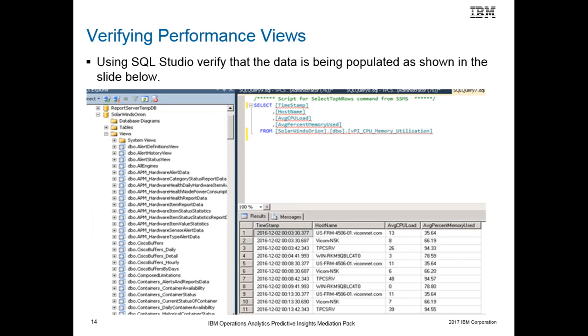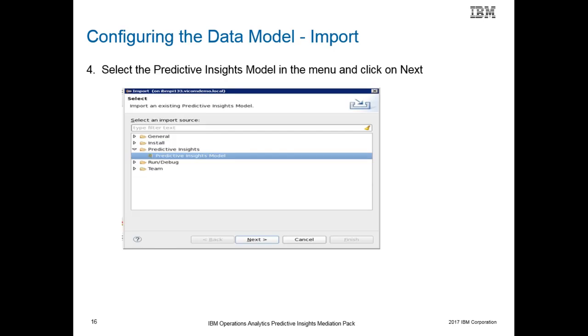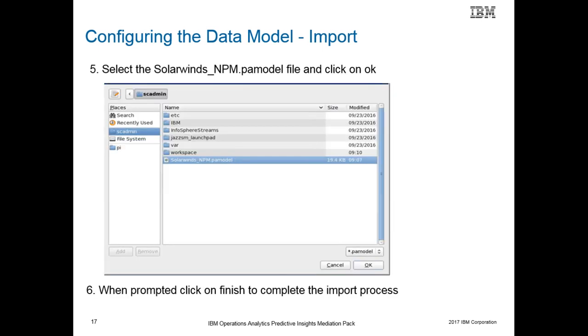The next step to perform is to configure the data modeling by importing the model file into the Predictive Insights server. Follow the steps on the slide to import the data model. Select the Predictive Insights model in the menu and click on Next. Select the SolarWinds NPM PA model file and click on OK. When prompted, click on Finish to complete the import process.